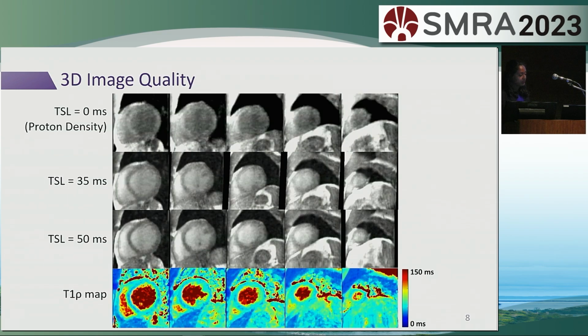So here's an example of our 3D T1-rho image quality. When we collect our data, we scan the patient in a coronal plane, and as you can see here, we can then reformat the 3D volume into a short axis stack, and because of the isotropic resolution, we're able to easily do that with no partial volume averaging. You can see in the top 3 rows, we have the spin locking times of 0, 35, and 50 milliseconds. Using these 3 data points, we can use least squares fitting to quantify the T1-rho map, as you can see on the bottom.